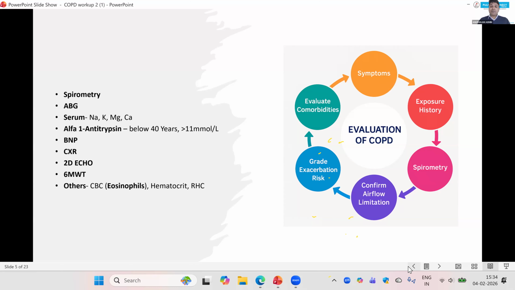And in the blood, there will be CBC, which will help us to know about the eosinophils and hematocrit, and right heart catheterization is sometimes done to understand the pulmonary artery hypertension. So this was the overall gist of the workup which needs to be done in a COPD patient.